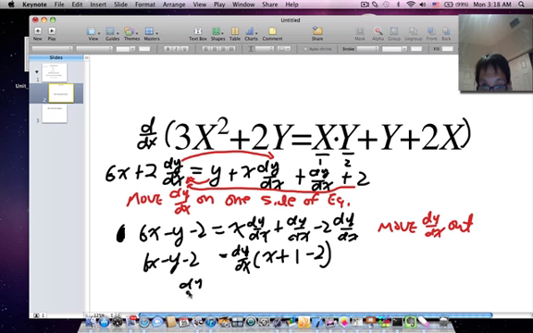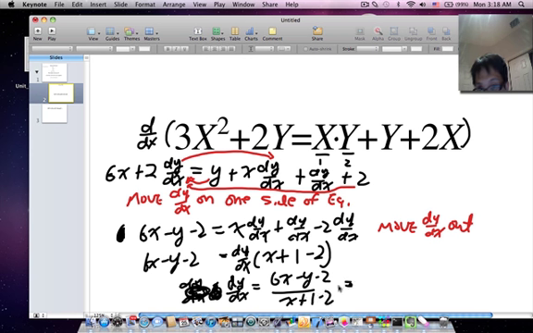Now dy/dx is equal to 6x minus y minus 2 over x plus 1 minus 2, and that's equal to 6x minus y minus 2 over x minus 1. Then if you want to find the slope at a given point, you just plug in x and y. We don't need to go through the detail, that's fairly easy.